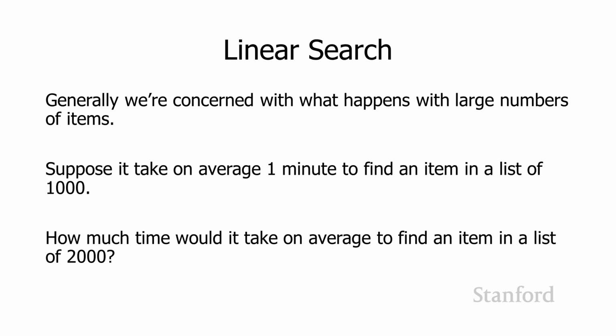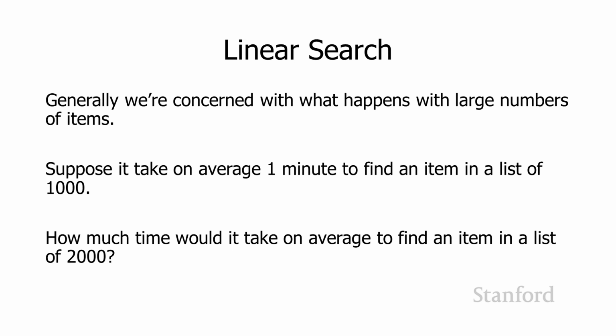Suppose I've got a list of 1,000 items, and it takes an average of 1 minute to find an item on the list. How long would it take on average to find an item if we double the list size to 2,000?